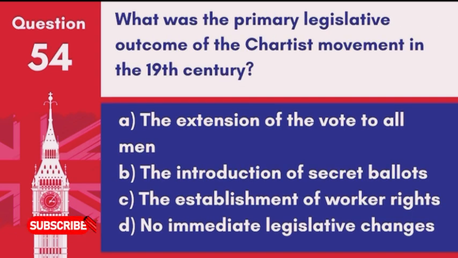Question 54. What was the primary legislative outcome of the Chartist movement in the 19th century? A. The extension of the vote to all men. B. The introduction of secret ballots. C. The establishment of worker rights. D. No immediate legislative changes. Answer: D. No immediate legislative changes.